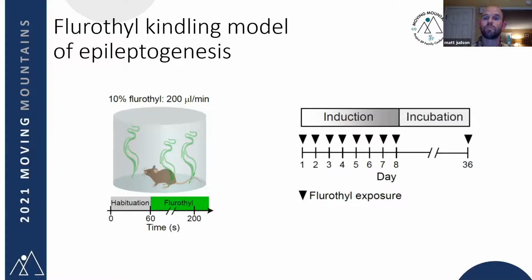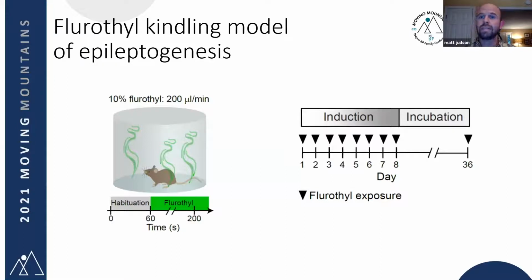But then through repeated once daily exposures to Flurothyl over the next 7 days, or so-called kindling, we're gradually lowering the seizure threshold in these mice. So in other words, the mice are having seizures faster and faster each day, and this suggests that their brain circuits are becoming increasingly hyper-excitable. So similar to what happens in the brains of people with epilepsy. So the permanence of this change really speaks to a mouse's susceptibility to epilepsy.